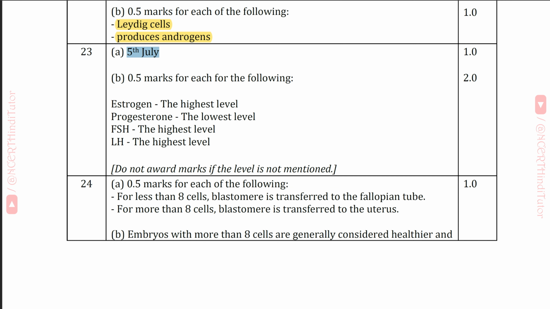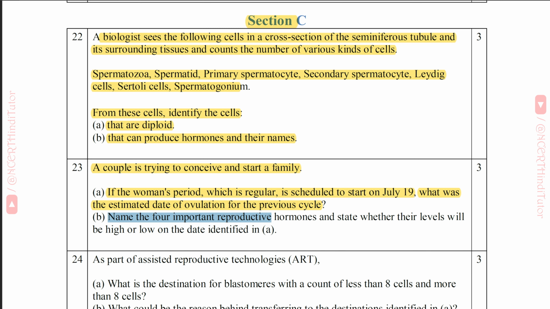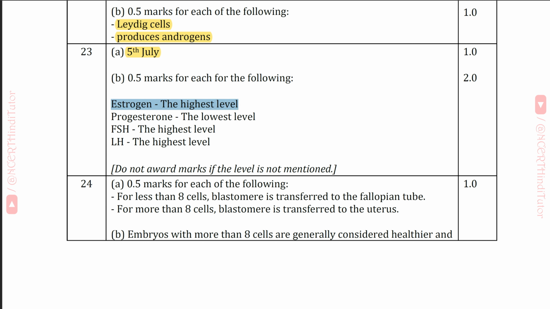Answer. 5th July. Name the 4 important reproductive hormones and state whether their levels will be high or low on the date identified in A. Answer. Estrogen, the highest level; progesterone, the lowest level; FSH, the highest level; LH, the highest level.